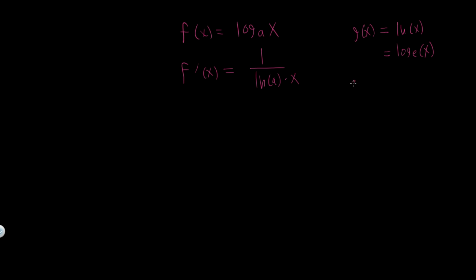Now let's take the derivative. G prime of x, we can use our formula. We get 1 over the natural log of e times x. Well, again, the natural log of e is just 1, so g prime of x is equal to just 1 over x. And this is also very well known. Everyone that has studied derivatives knows that the derivative of the natural log of x is just 1 over x.